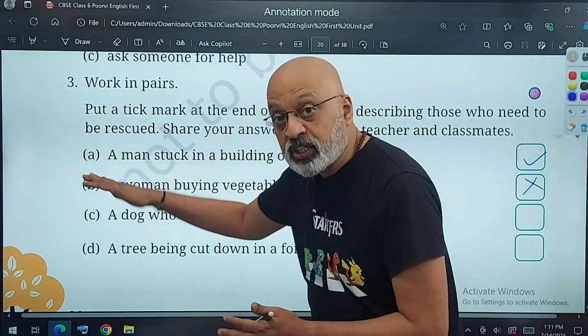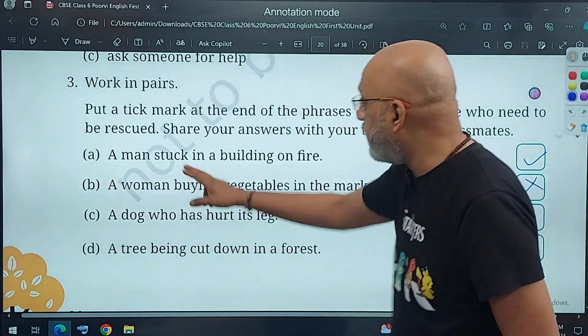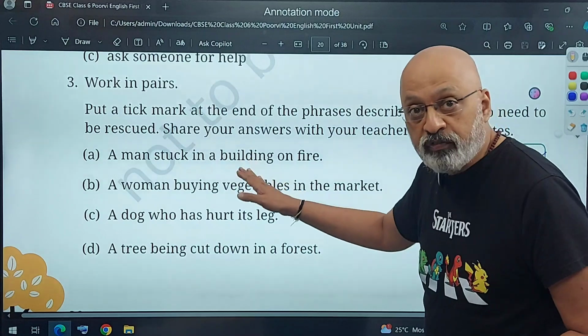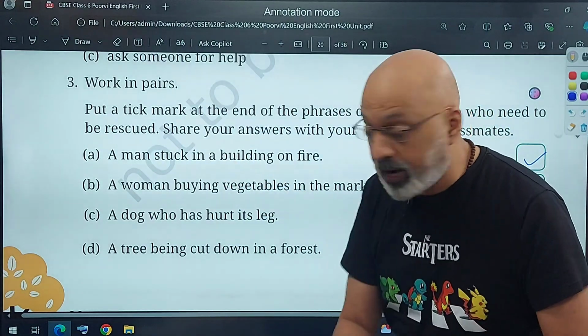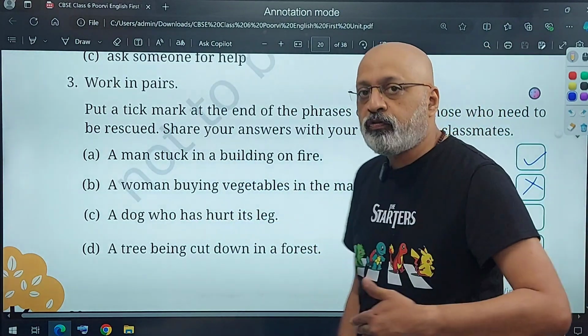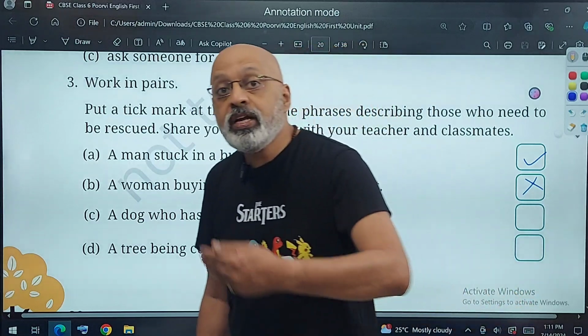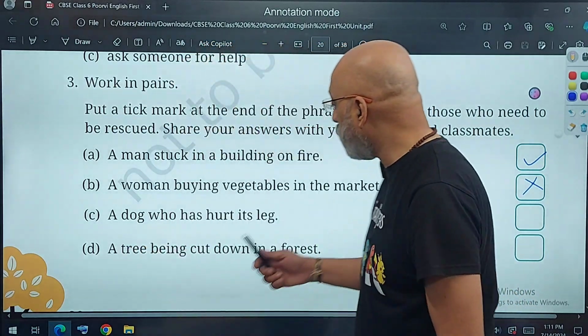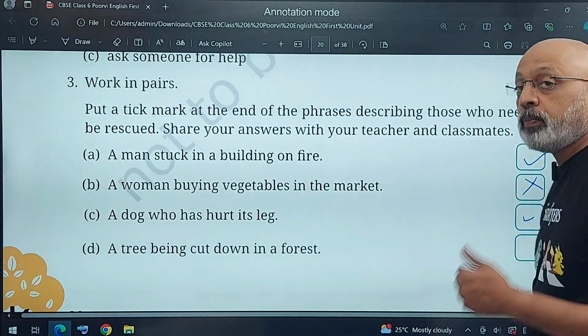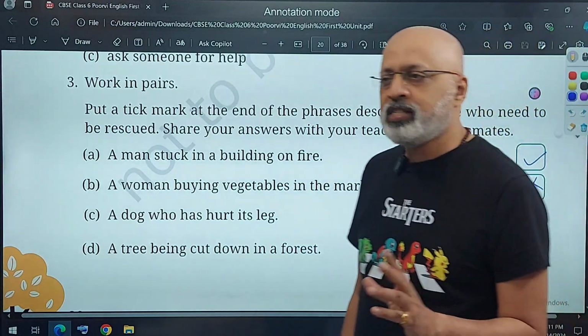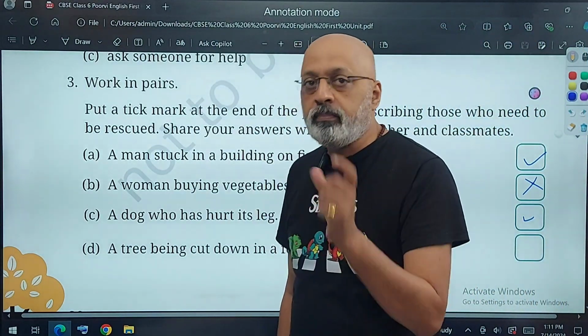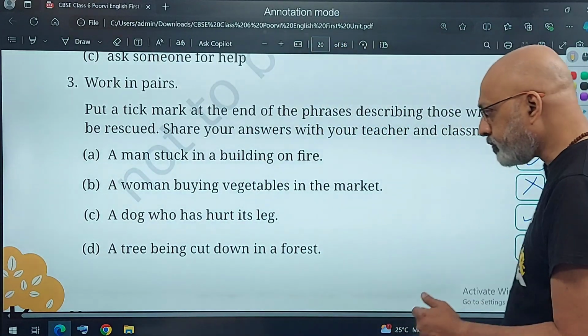इसमें तो जान बचाने की सीधा संभावना है. यानी कि he's stuck. If he is not rescued, he could get killed, right? In this case, it's not a matter of life and death, but you still need to save the dog, right? So this also, I would say, should be tick mark. There could be a difference of opinion. Some people say, isko cross karo, but this is the explanation that I am giving.